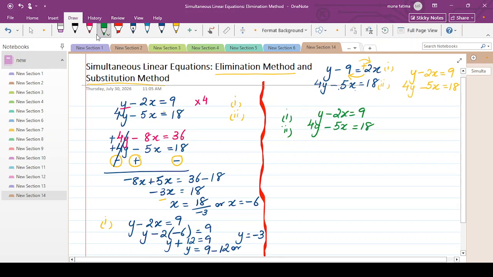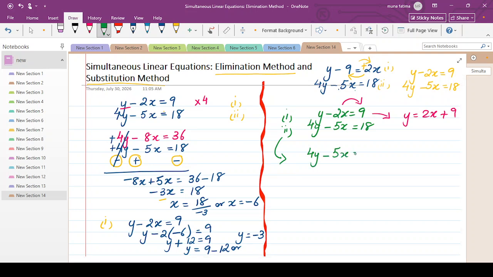We see that if we use the first equation, the one which seems to be less of a headache, we can easily write this as, if we take this to the other side, y is equal to 2x. It was a negative on that side, so it becomes a positive, plus 9. And using this, we are going to substitute it in the second equation. This is why it's called the substitution method. We are going to substitute this value. Instead of y, we're going to write down the value of y that we found from the first equation.